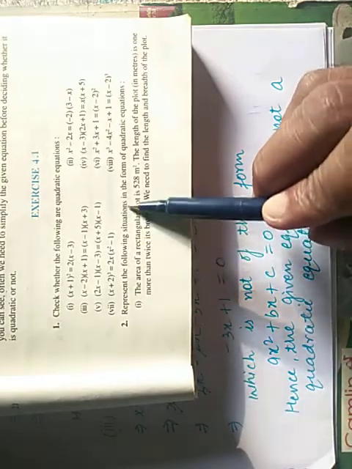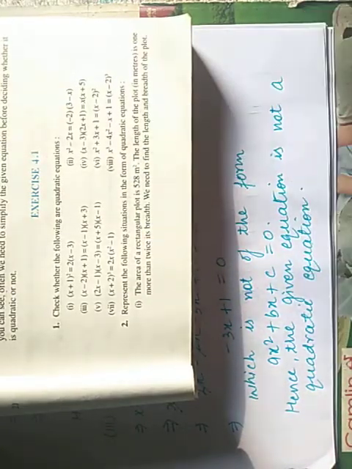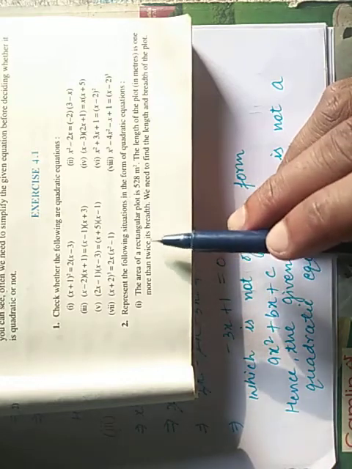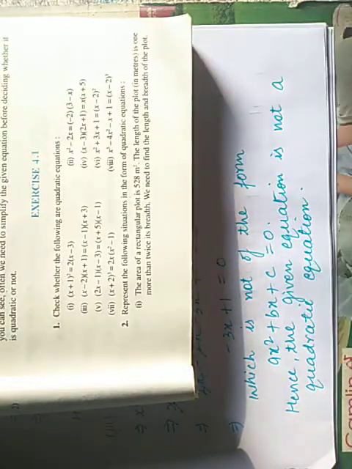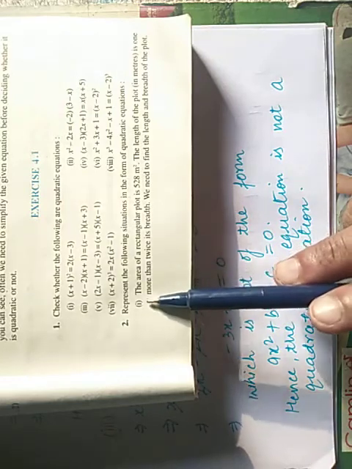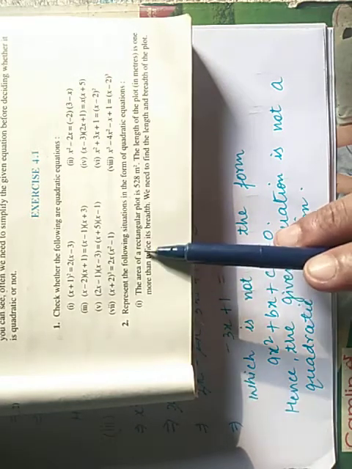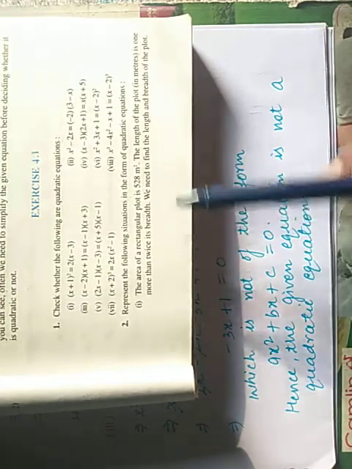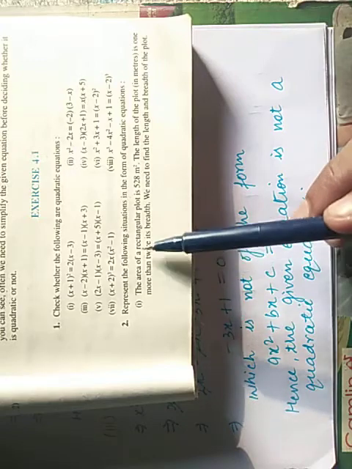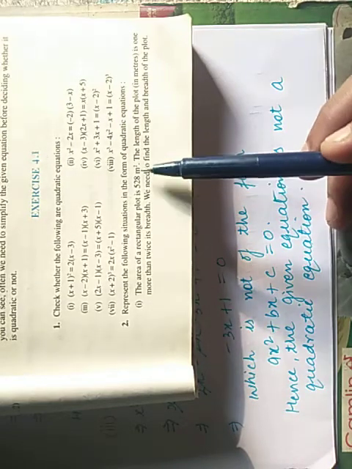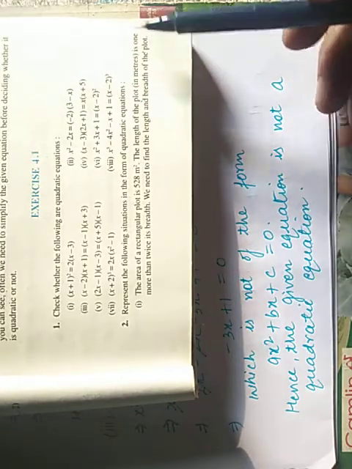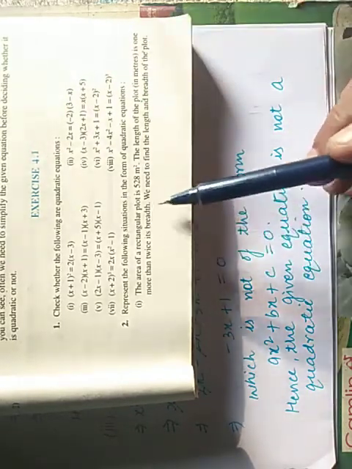Represent the following situations in the form of quadratic equations. Okay, so we have given here some situations and we have to represent the given situations in the form of quadratic equation. So first of all, we have first part. The area of a rectangular plot is 528 meters square. So dear students, area of rectangular plot is given 528 meters square. The length of the plot, which is in meters, is one more than twice its breadth.